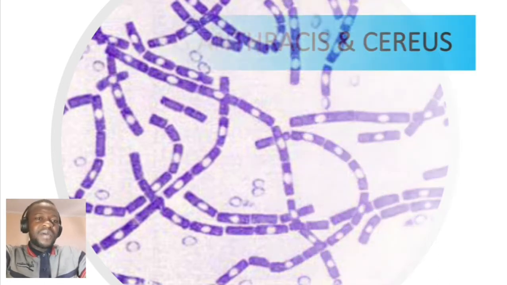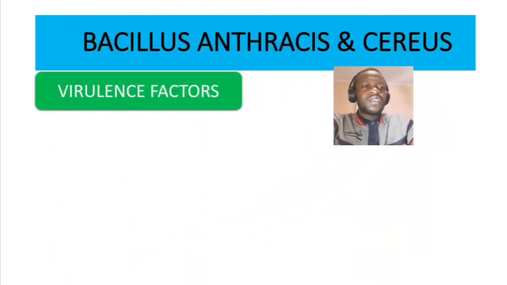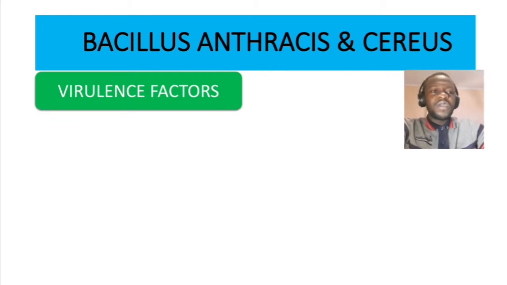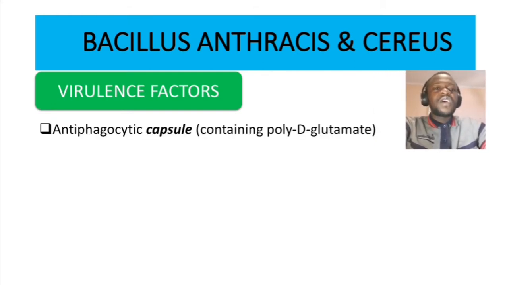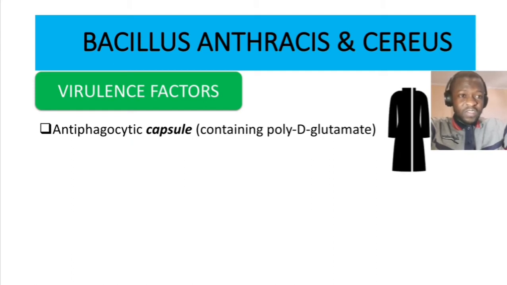So let's talk about virulence factors. Anthrax has two groups of virulence factors. The first one is a capsule, which is antiphagocytic. This capsule is actually an exception because it consists of poly-D-glutamate. In general, capsule is polysaccharide, but in anthrax, this is an exception, poly-D-glutamate. So for encapsulated bacteria, we were using this coat, so yeah, we have it.